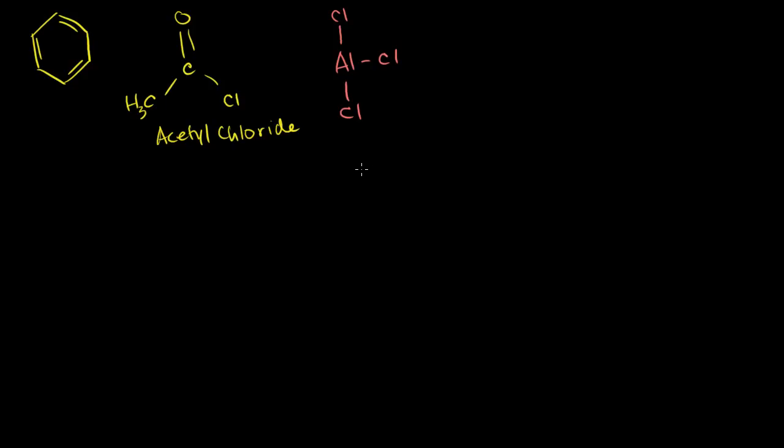Now, the first step of this reaction is to turn this acetyl chloride into a good electrophile. Turn it into something that's really good at nabbing electrons, so good that it can break the aromaticity of the benzene ring and essentially add itself to the benzene ring. This is actually the same mechanism we saw with electrophilic aromatic substitution. I always have trouble remembering the names. Either way, it's this very similar mechanism.